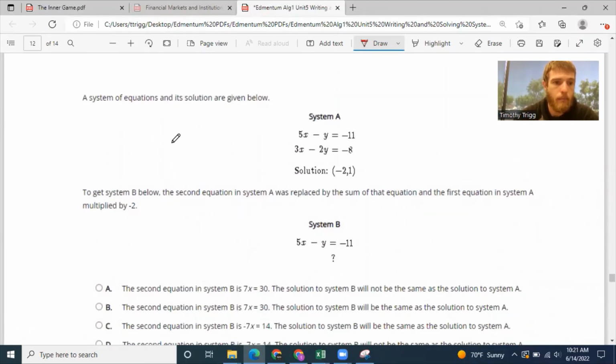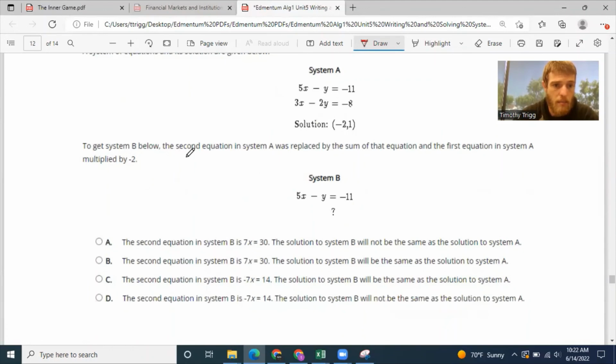Okay. System equations and the solution are given below. So we have a system and its solution. All right. To get system B below, the second equation in system A was replaced with the sum of the first equation in system A multiplied by -2. Okay.